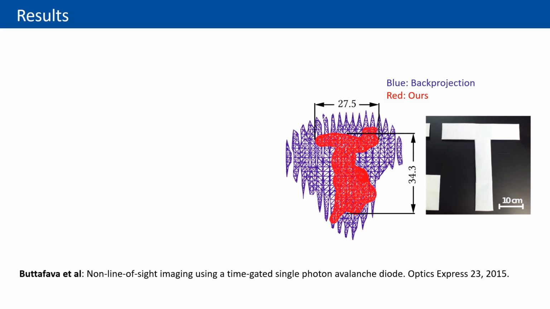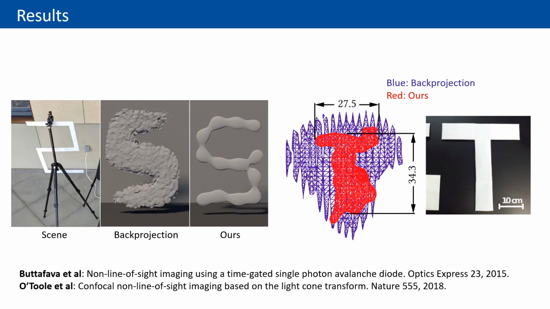Since then, more datasets have come out. Quite a few of them have objects with non-trivial reflectance distributions. The S, captured by O'Toole et al., is even made of a retroreflective material. Although we assume a Lambertian BRDF in our forward model, the reconstruction is recognizable nonetheless.